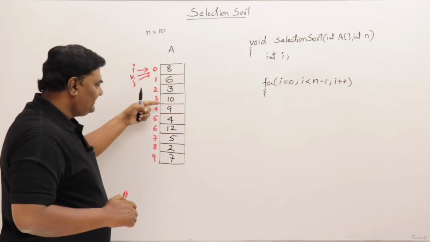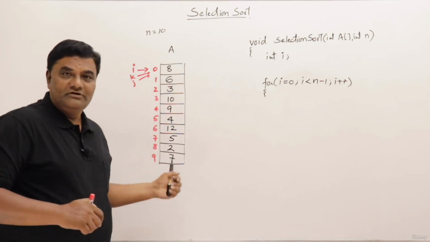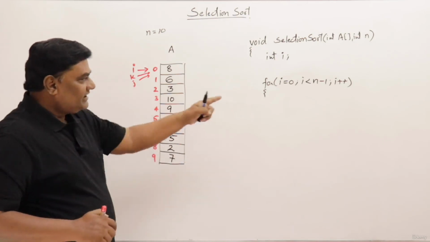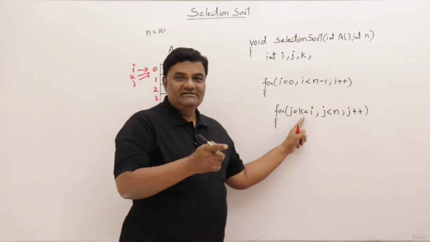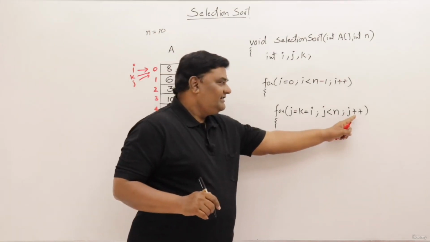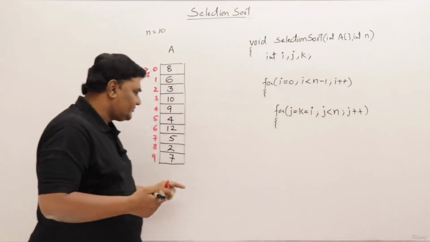For scanning through all these elements to find the smaller element, I have to use again a for loop for j. So I will write one more for loop for j. For j and k both starting from i, j is incrementing every time and it is going till n, means less than n. So it will be stopping at 9.